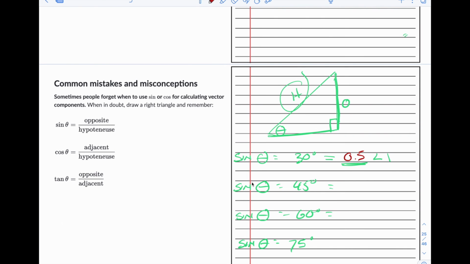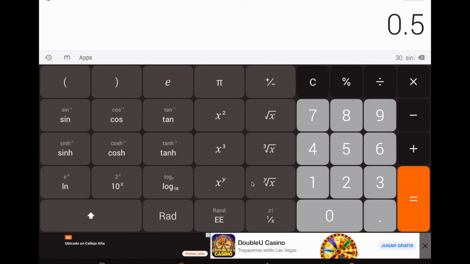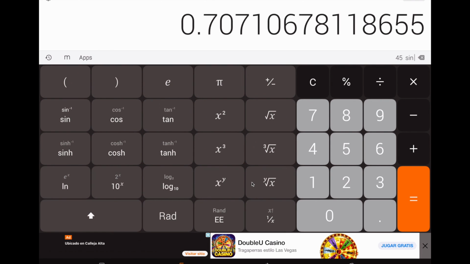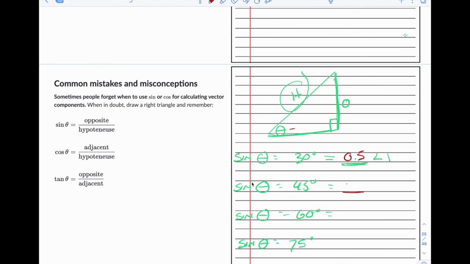So let's go sine 45. What that means is that this angle here is going to be 45 degrees, so it's a little bit of a different triangle. Let's see what that number is. So sine 45, I go to my calculator, hit clear, 45, hit sine, and I got 0.707. I'm going to say 0.71, let's just say. And that's still less than 1, so we're doing good.